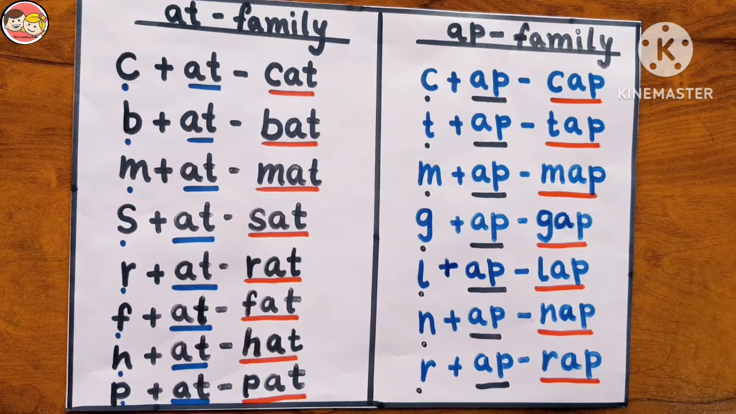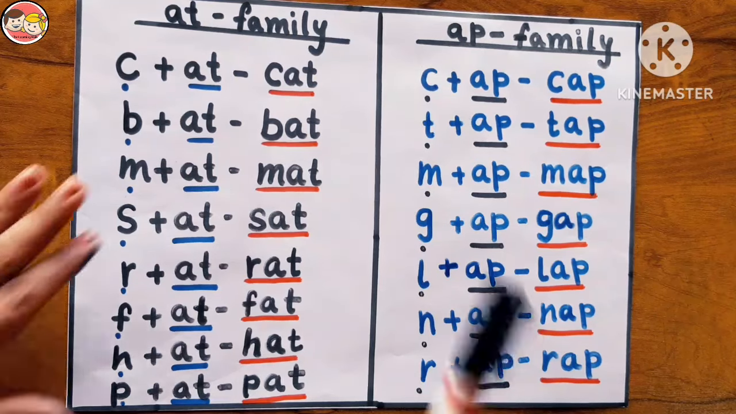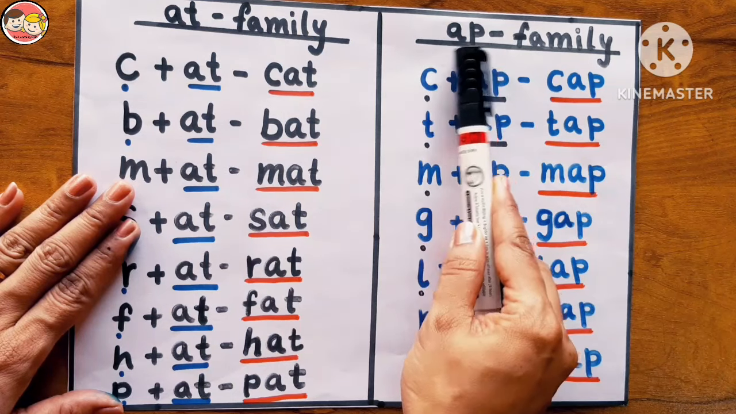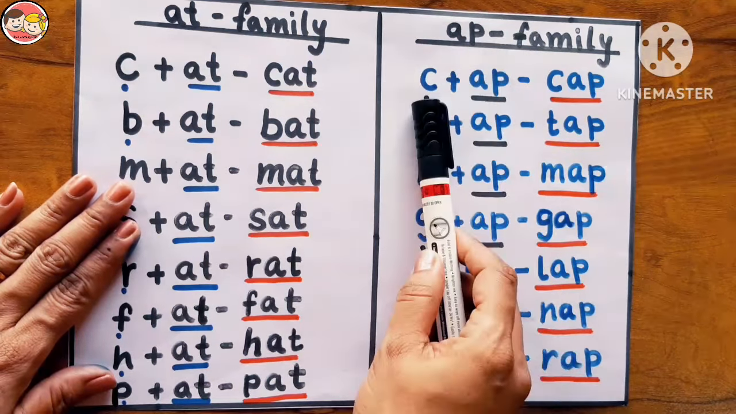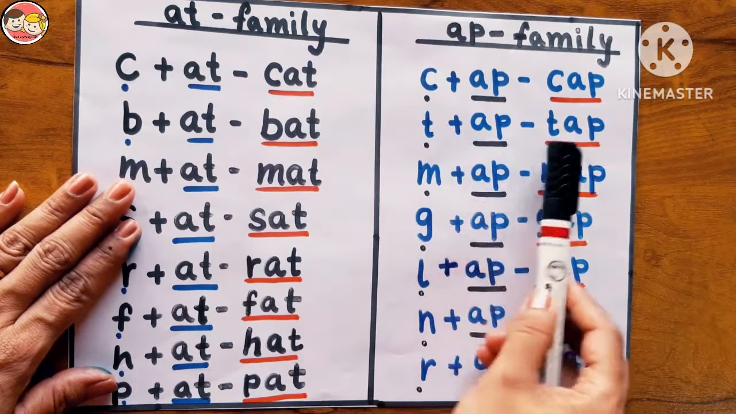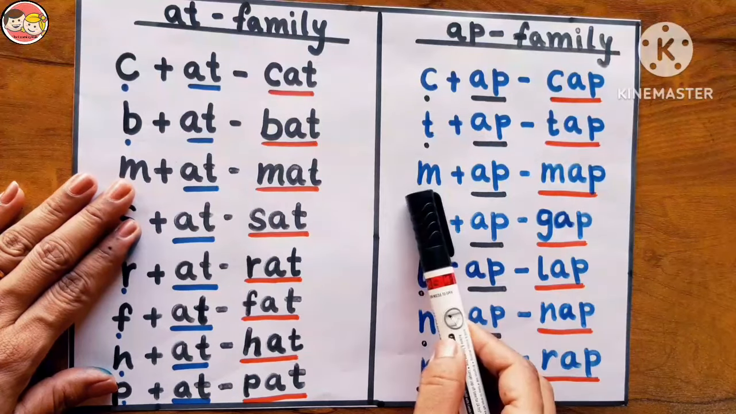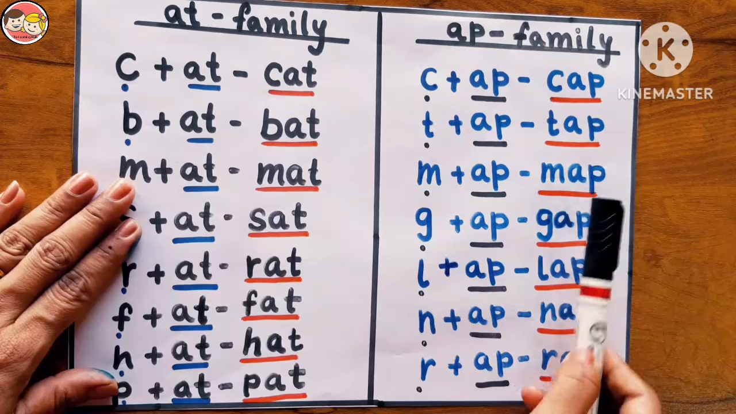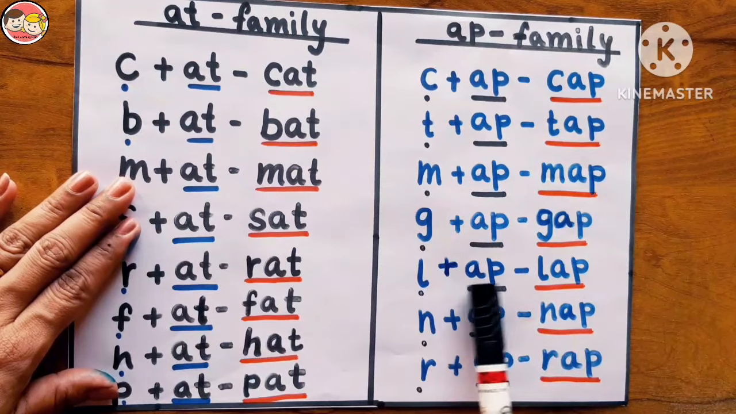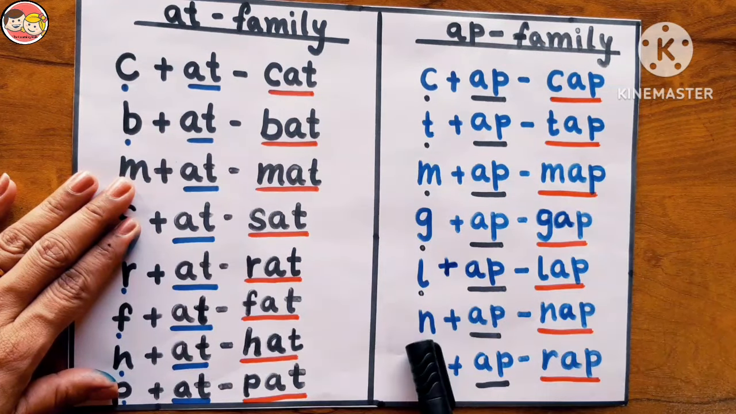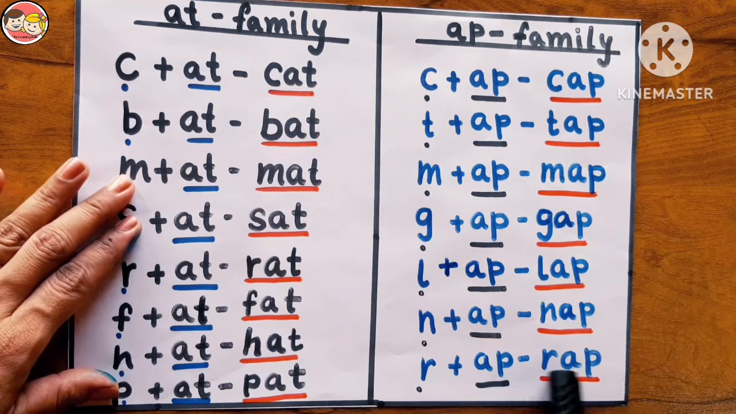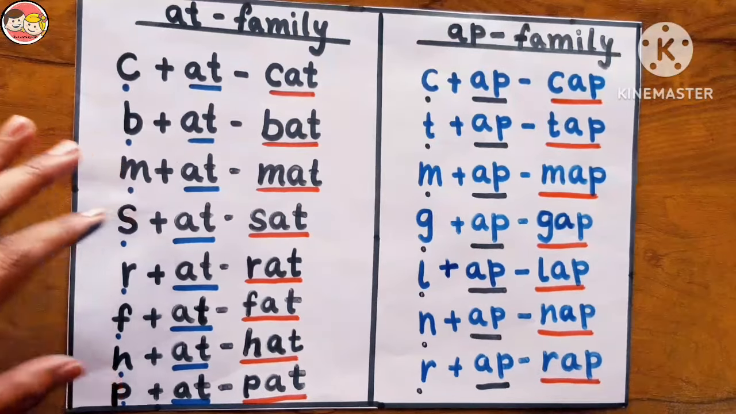Now let's move on to the AP family words. A, P, ap. K, ap, cap. T, ap, tap. M, ap, map. G, ap, gap. L, ap, lap. N, ap, nap. R, ap, rap. Let's sing the song.